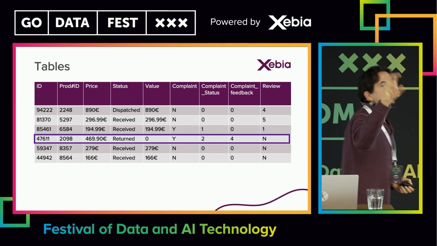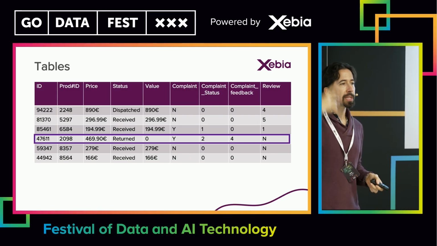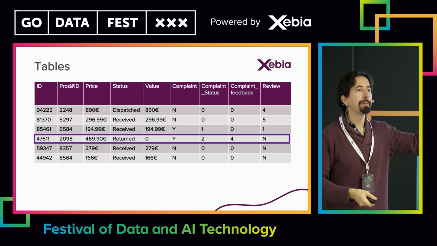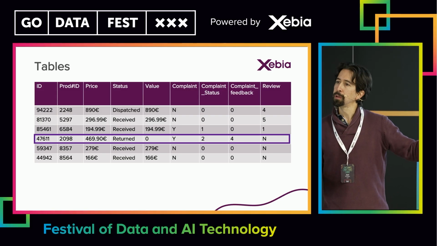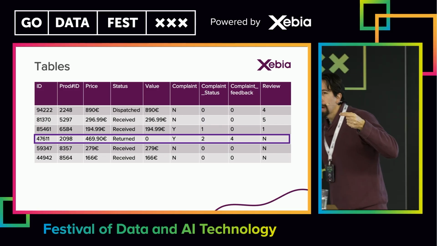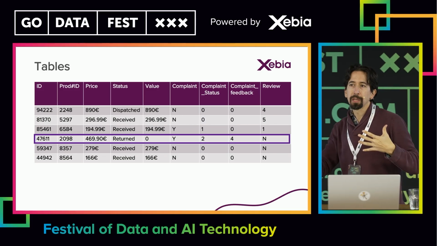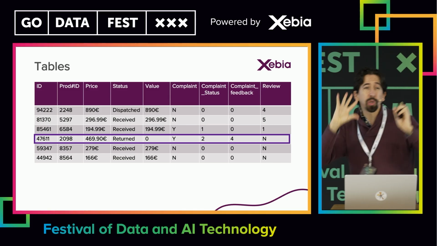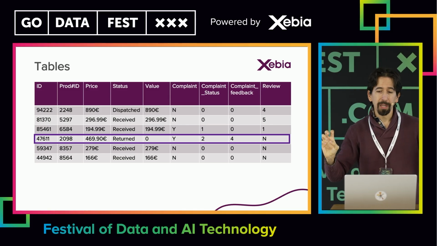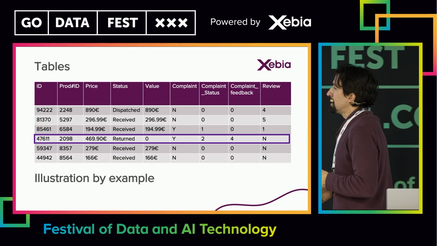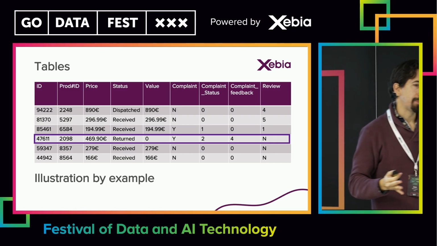Why? Because the moment he tells me that, I know that somewhere else in the table, there is a woman in Seattle having a problem with an electric toothbrush. If you give me a clear example, I can come up with similar things. But if you throw the table at once and I need to grasp all the concepts, it gets a bit tricky. So this is what we call illustration by example.